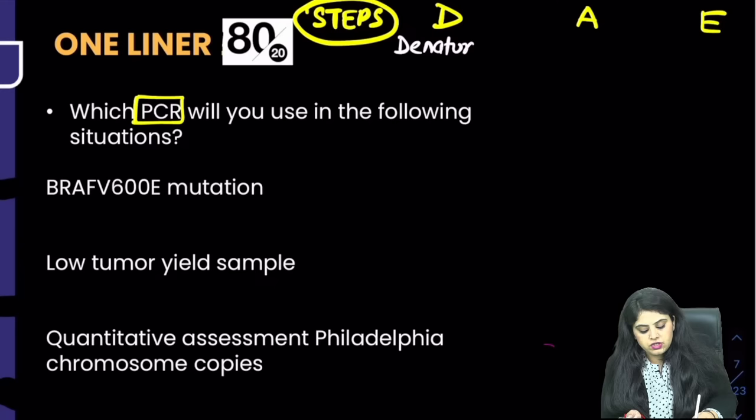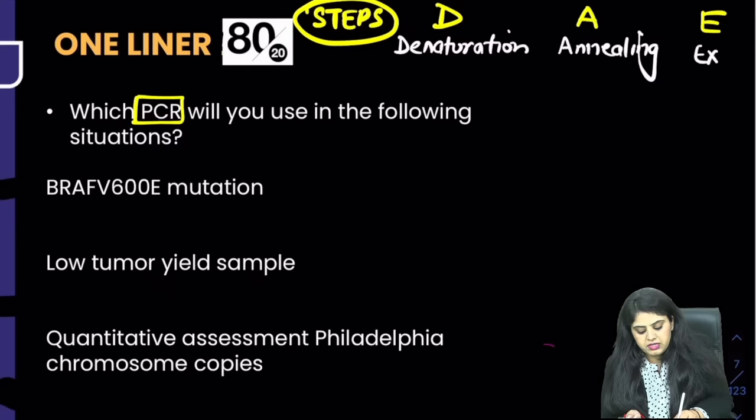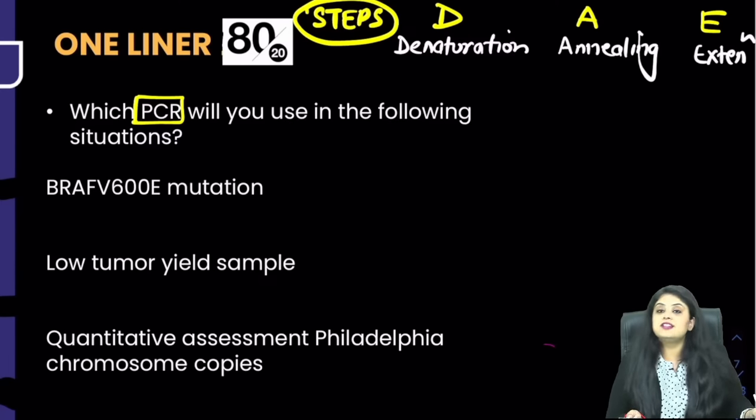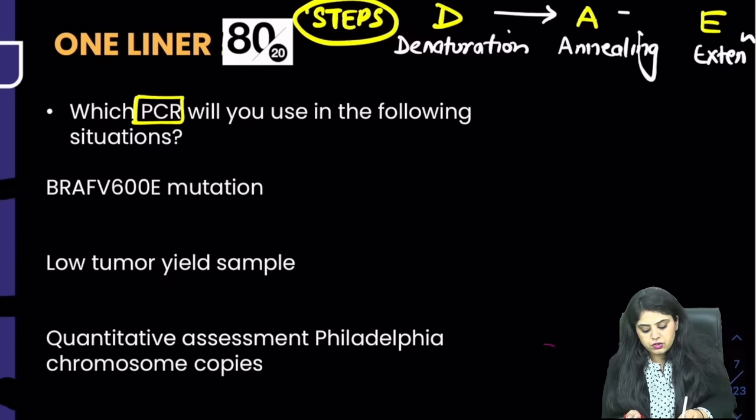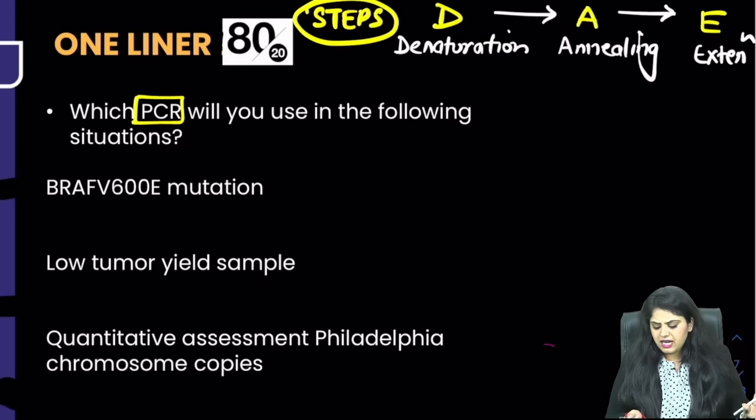We have denaturation. Number one, denaturation. Number two is going to be annealing. And number three is going to be extension. Super intelligent students. Answers are coming in split seconds. Awesome. So denaturation, annealing and extension. In 2020 this was the question that we had. Meanwhile, everyone was like, ma'am, we are one step ahead of you.